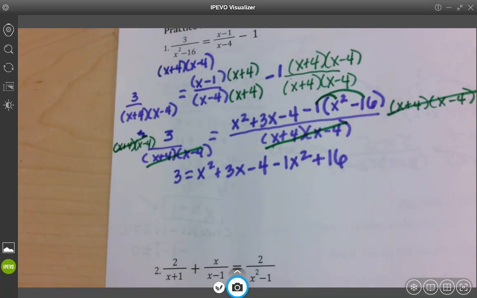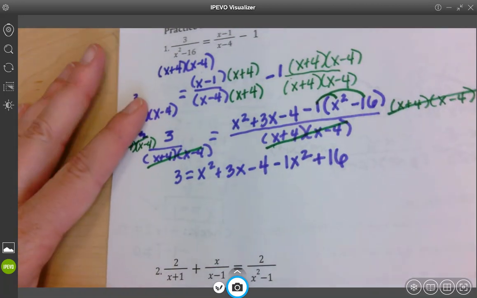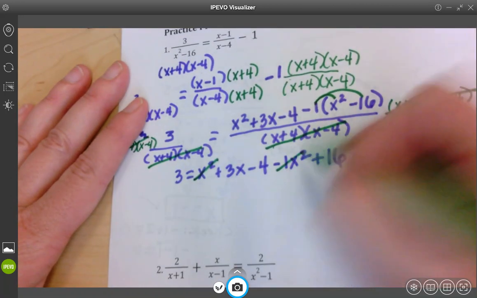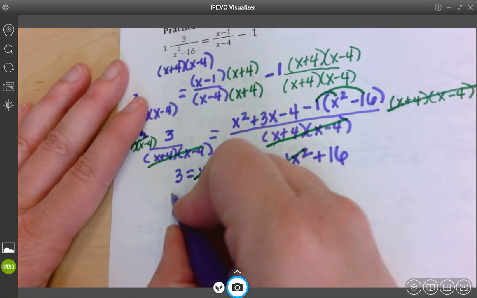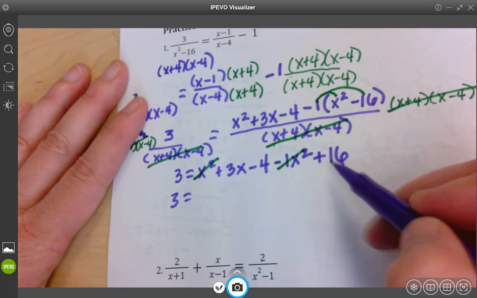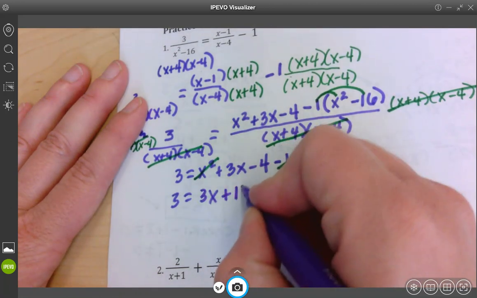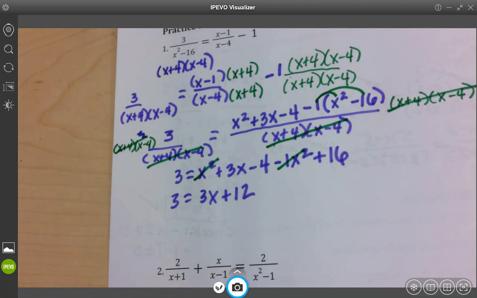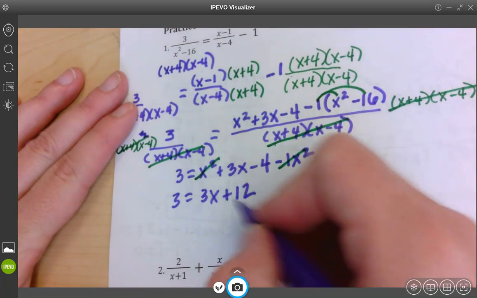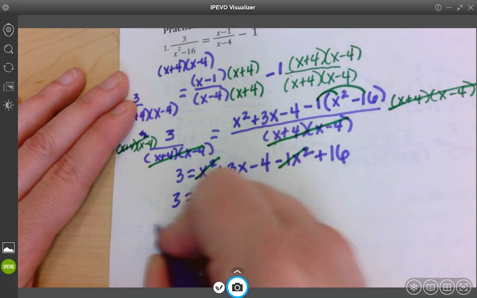All right, let's continue combining like terms. How many x squareds do we have? I have 1x squared and negative 1x squared. What does that make? 0, right. I have 0x squared, so I can just cancel those out. 1x squared minus x squared, it's gone. I get 3 equals 3x. Negative 4 plus 16 is plus 12, minus 12.